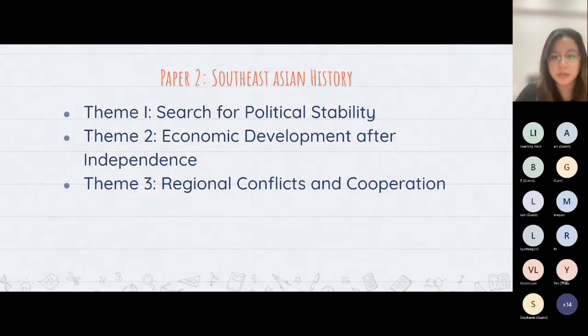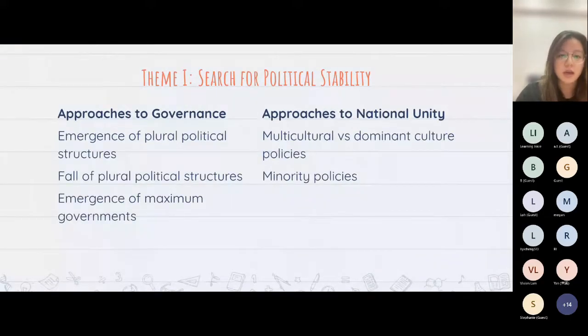And theme two would be economic development in the region. And theme three would be regional conflicts and cooperation, where you get to learn a bit more about the diplomatic ties between countries in Southeast Asia. So paper two is supposed to be completely new lah, because it's about Southeast Asian history. But it's also my favorite paper.